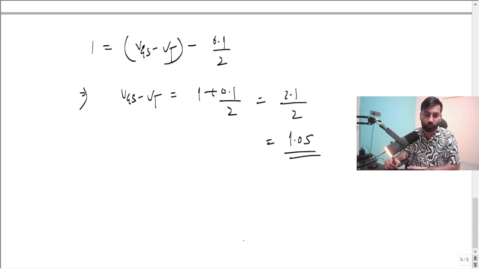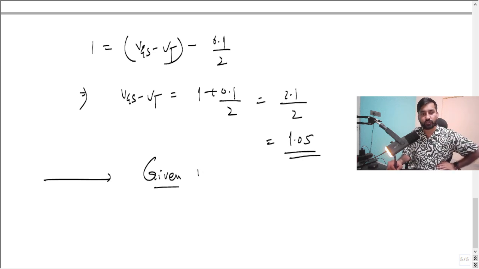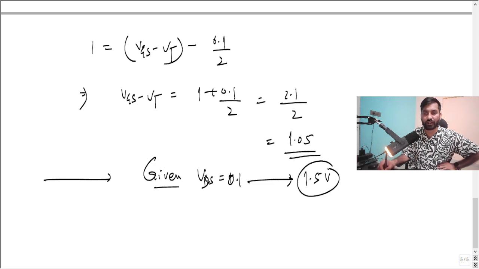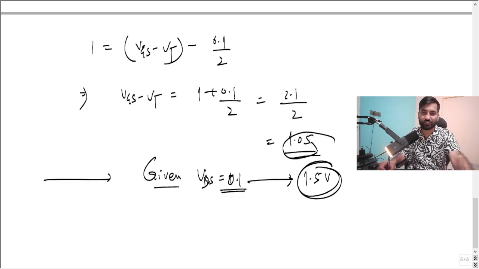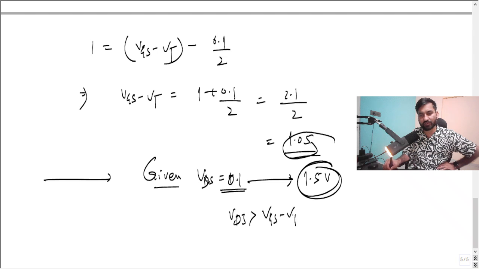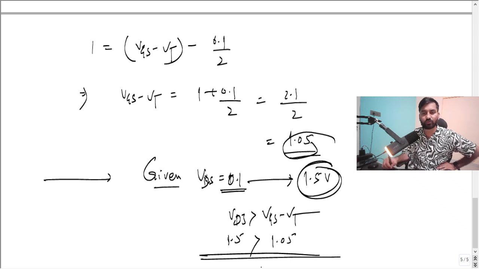1.05 आ गया ना. अब देखो जो given VDS हमारा दिया था, that was increased. So your VDS, which was earlier 0.1, now it has become 1.5 volt, right? So you compare this and this. Earlier VDS was less than this VGS minus VT, so that was in linear. But now, since VDS is greater than VGS minus VT, like 1.5 is greater than 1.05, it means your transistor has now switched to the saturation region.